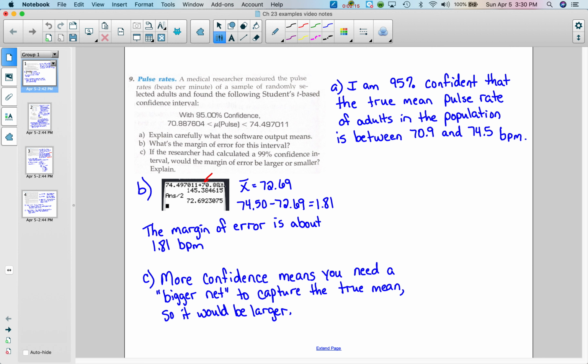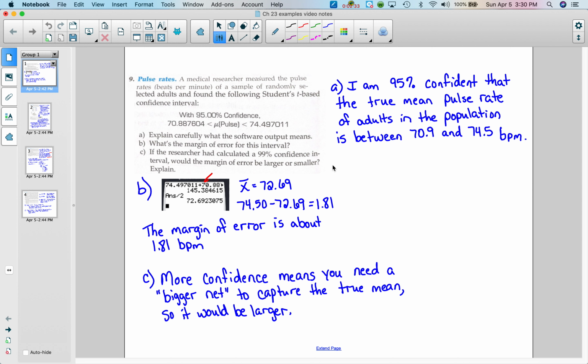Then what I did is I took the upper level and subtracted the sample mean, and I got 1.81. That's the margin of error. Okay, so you have to find the middle. Once you know what the middle is, you just have to know the distance between the middle and either one of the edges. That's your margin of error.